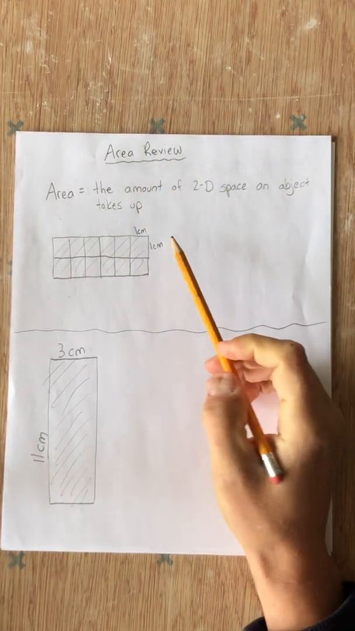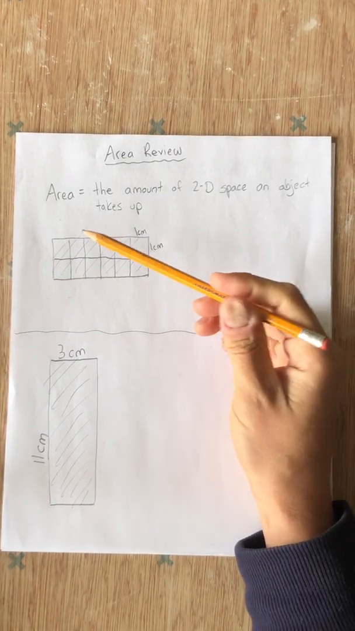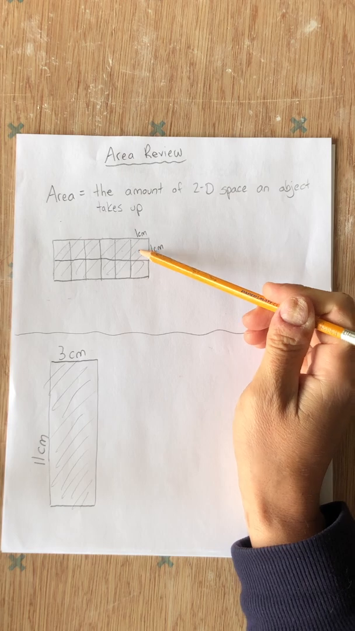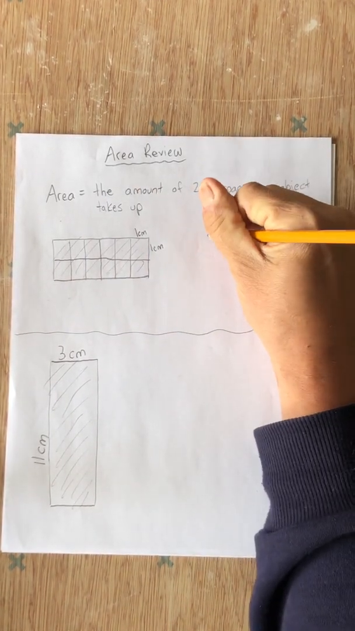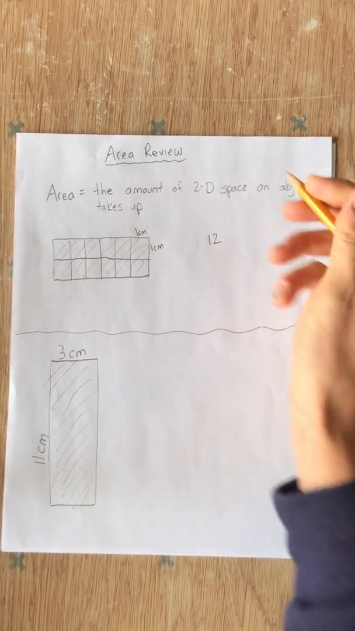Okay, so looking here, what is the area that it takes up? Well, that's easy for this one. All I have to do is just count up how many squares there are. So there's 1, 2, 3, 4, 5, 6, 7, 8, 9, 10, 11, 12. So that's 12 of these units, and each of these units is 1 centimeter by 1 centimeter.